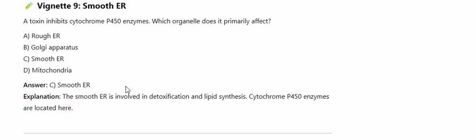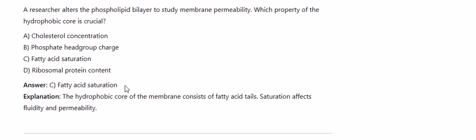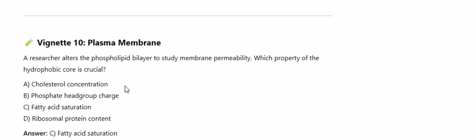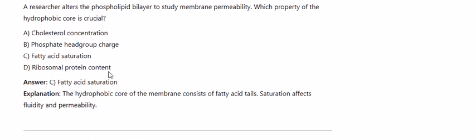Vignette 10. Plasma membrane. A researcher alters the phospholipid bilayer to study membrane permeability. Which property of the hydrophobic core is crucial? A. Cholesterol concentration. B. Phosphate head group charge. C. Fatty acid saturation. D. Ribosomal protein content. Fatty acid saturation. Explanation: the hydrophobic core of the membrane consists of fatty acid tails. Saturation affects fluidity and permeability.